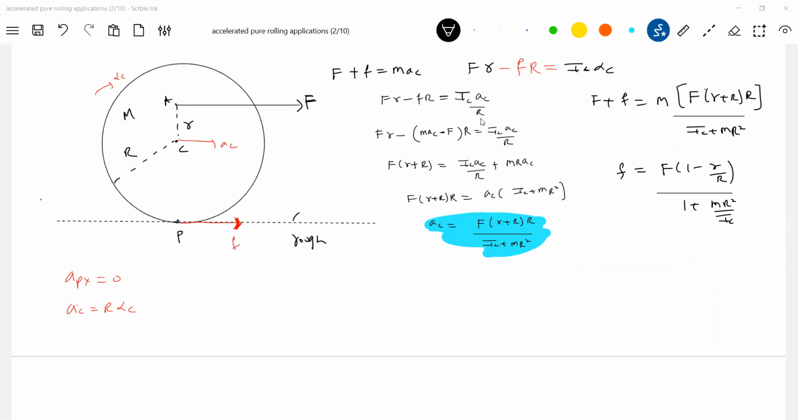Capital F into (MR minus IC) by (IC plus M capital R square). I'll write in order. Tell me first only the numerator. F into capital F into M into small r minus IC, whole divided by, here one capital R will be there, no? Yes, sir, there will be capital R. Divided by IC plus M capital R square. Yeah, fine.